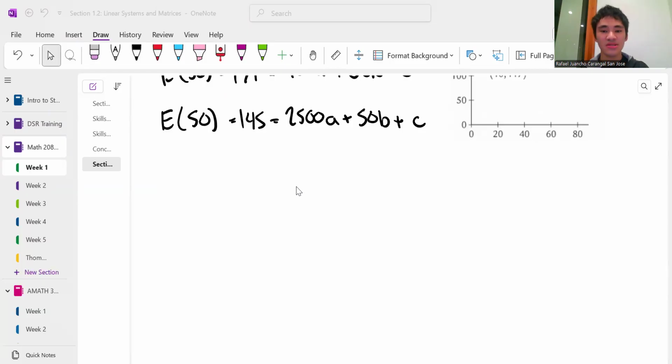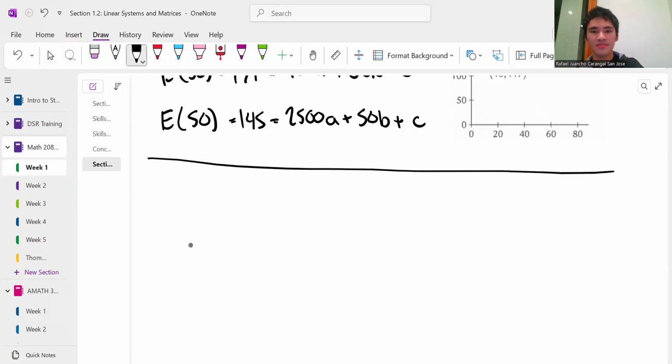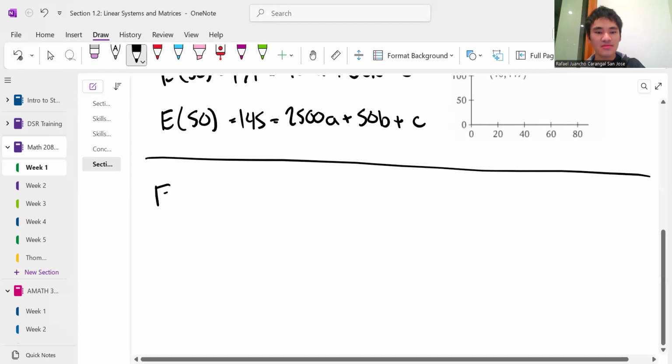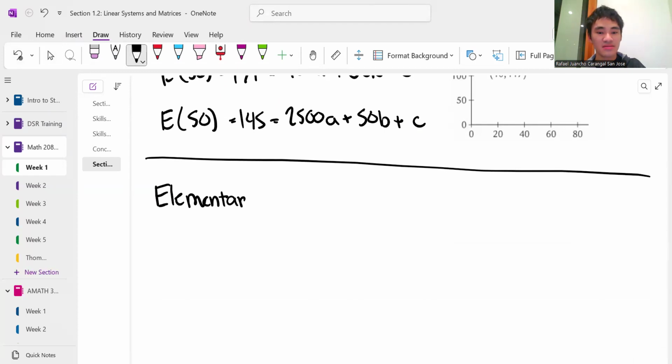And so we will return to the system shortly. So we'll return to that in a bit. For now, we'll talk about elementary operations. And I think we did this in the past.